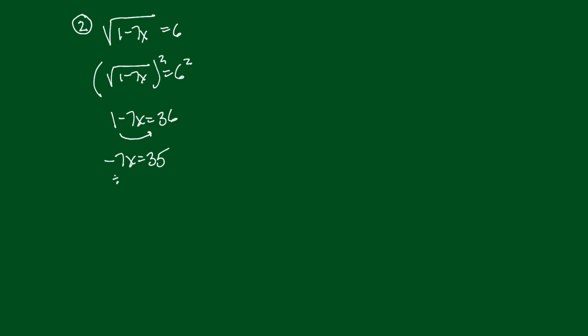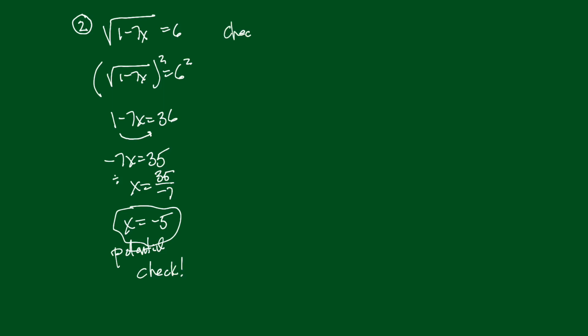Let's divide by negative 7. We'll get x equals, all right, here's what I'm doing. 35 divided by negative 7. I get x equals negative 5. But that is just potential. All right, so we need to check. Let's do it. So I'm going to write check up here.